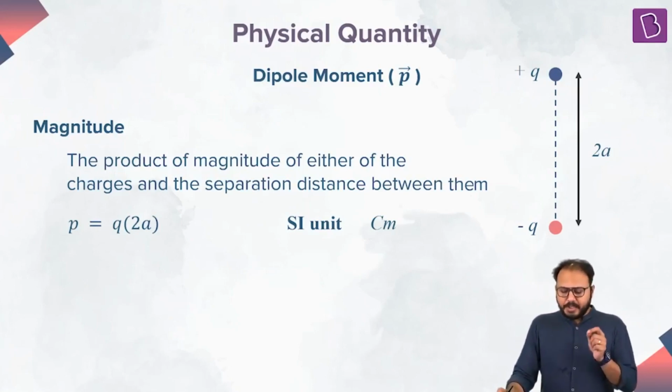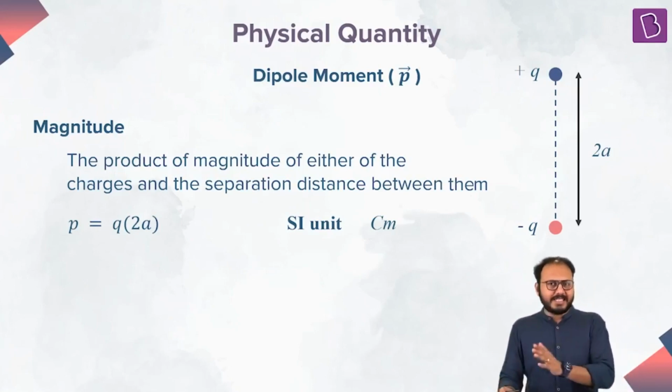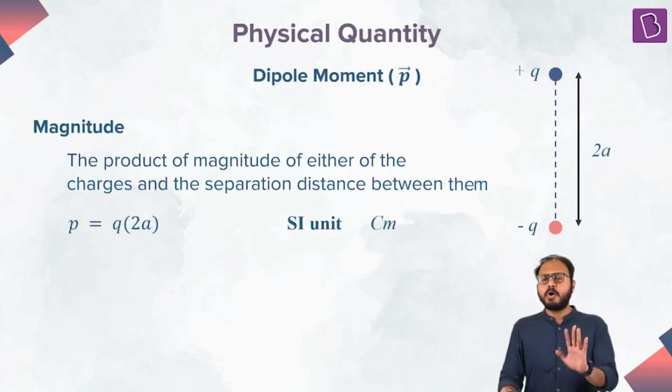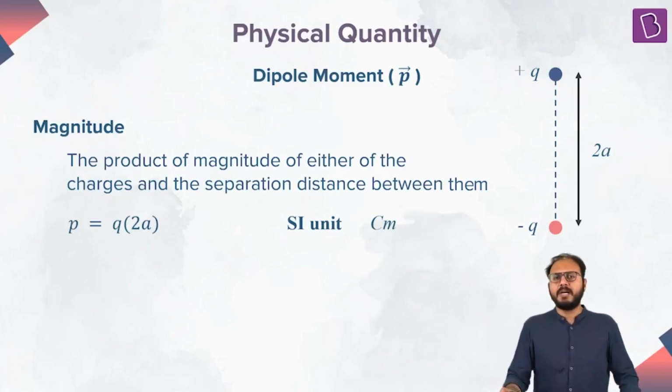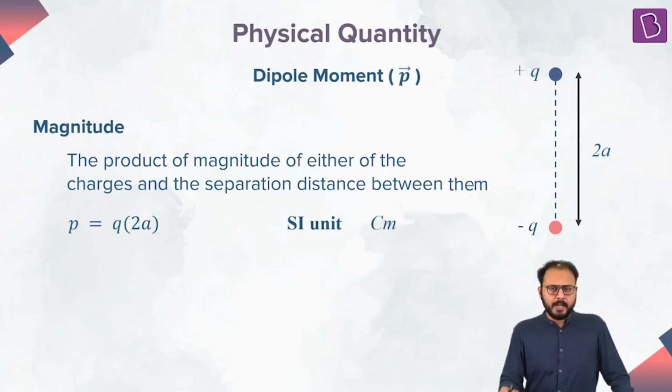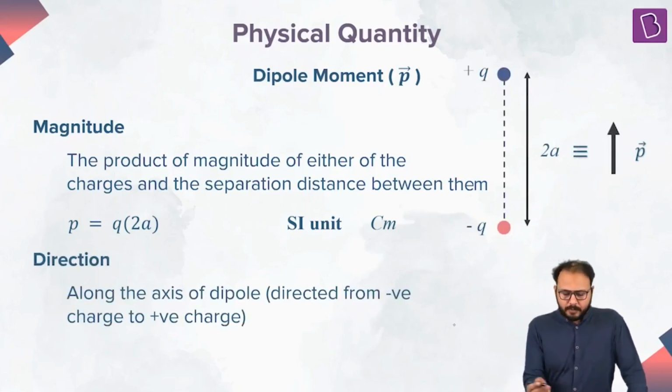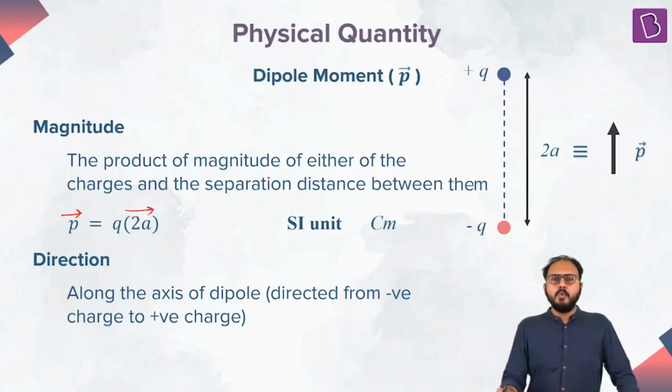Product of magnitude of either of the charges, that's q, and the separation distance between them, which is 2a in my case, is called dipole moment of the electric dipole. Okay? It is a vector quantity, right? And its direction is from negative q to positive q. Now, it's a vector quantity, so if you want, for the sake of completeness, I can actually make it 2a bar.